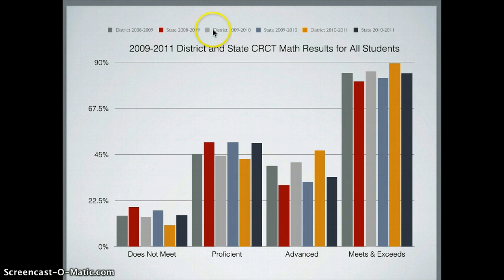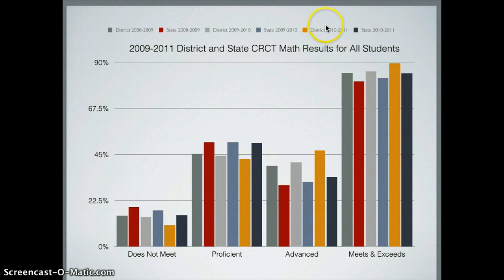So we're looking at the light gray and the bluish gray color. That would be here and here. So we have less students that do not meet in the district in comparison to the state again. And same with proficient. We have less students that are proficient than there are at the state. Here in advanced, we have more students in the district that are advanced than there are in the state. Here we have more students that meet and exceed than there are in the state.